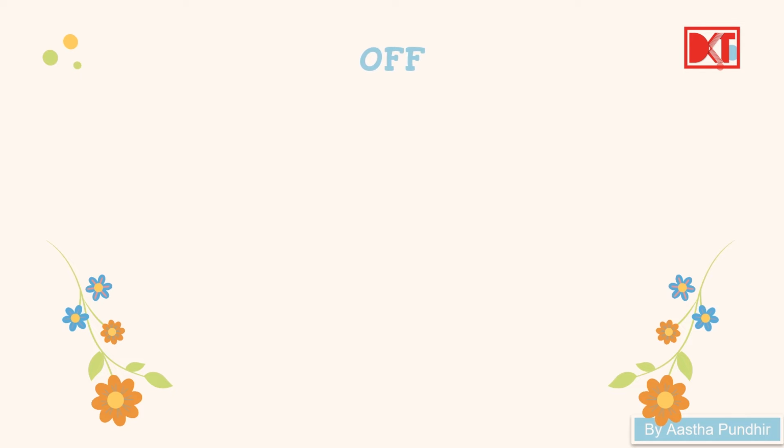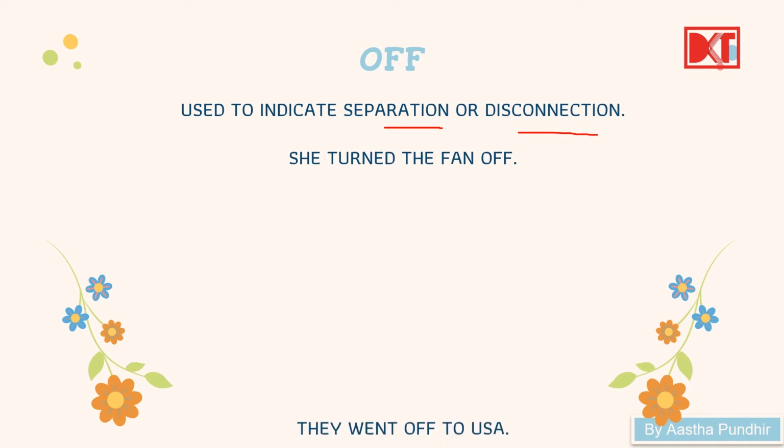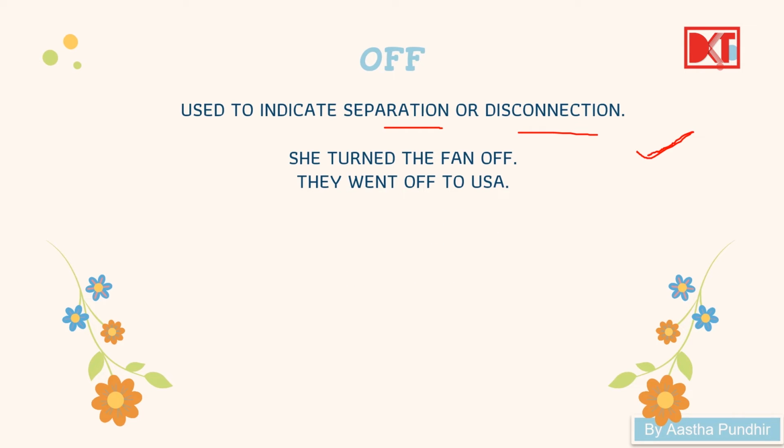Okay, next preposition we have is of. Of is pretty easy. You'll be able to understand it very easily, even in the questions. Used to indicate any separation or disconnection. For example, if I say she turned the fan off, which means she disconnected the fan, then they went off to USA. You know, this sort of a disconnection, sort of separation that they have left whatever place and they went off to USA. Right, pretty easy.